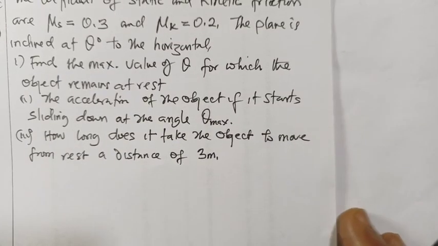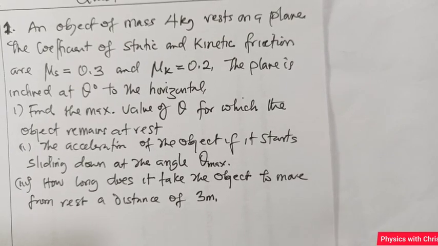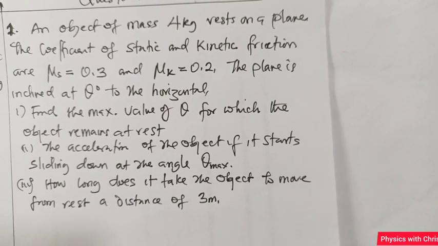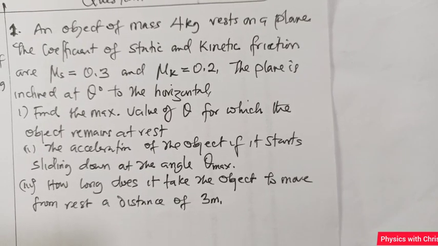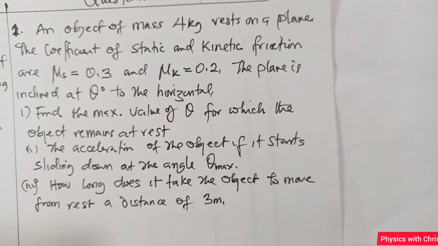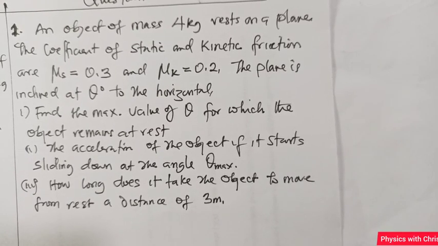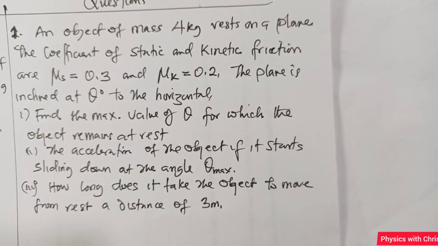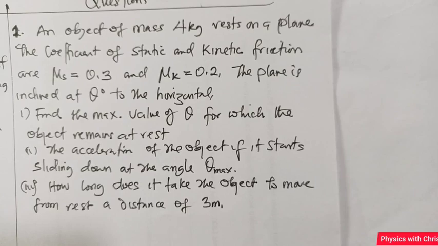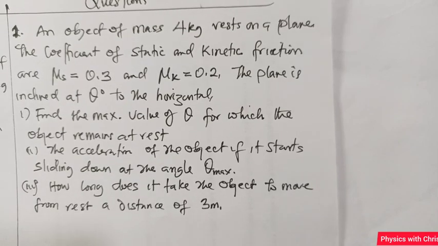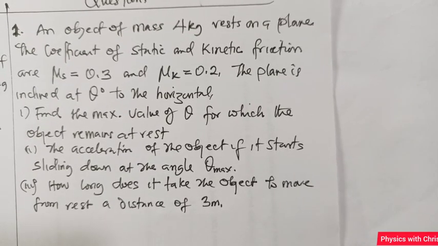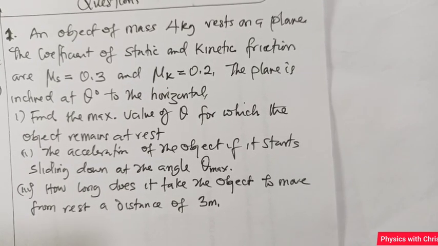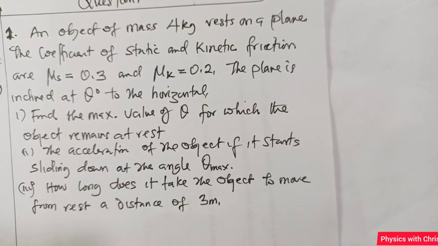In this video, I'll be looking at some questions taken from the motion of a body along an inclined plane. The question here says an object of mass 4 kg rests on a plane. The coefficients of static and dynamic friction are 0.3 and 0.2, and we are told that the plane is inclined at angle theta degrees to the horizontal. Question 1 says we should find the maximum value of theta for which the object remains at rest.